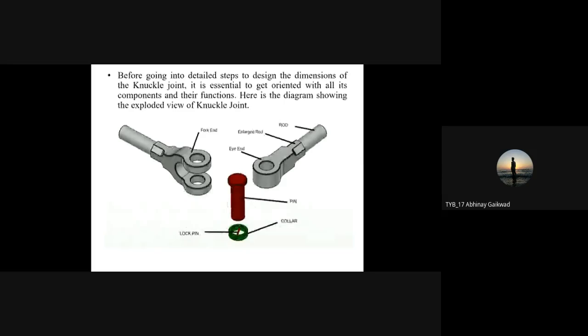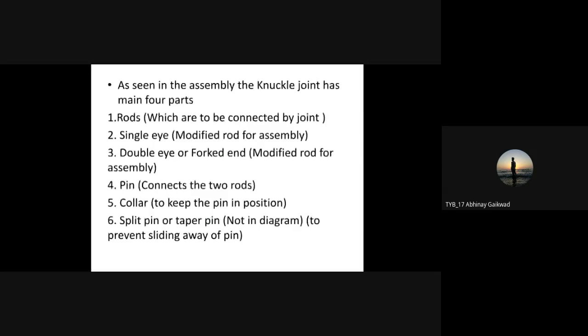This fork end is also called the double eye. That rod itself is modified in that way. Whereas for the single eye, that rod is also modified so that it has become a single eye, and they are connected with each other. And the pin, which we are going to insert in the hole provided in the double eye as well as the single eye. Through that pin, we are going to transmit the tensile force for pulling the trolley. We have taken the example of a tractor and trolley, so we will consider it as a design of the knuckle joint for tractor and trolley.